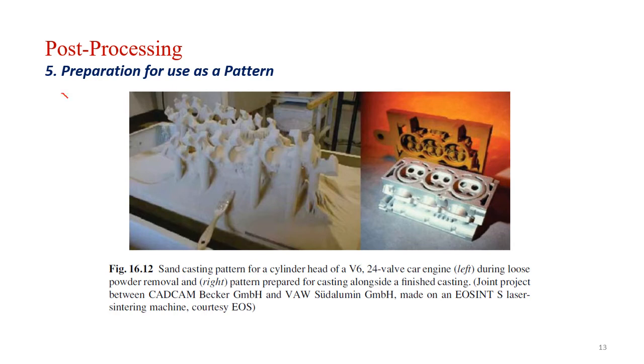Here is a typical example of the preparation of a pattern. Here we can see a sand cast pattern created by the selective laser sintering technique. Before that, what we are seeing is a V6 24-valve car engine. It has loose powder, which is removed with the help of a brush, and then we can see the pattern getting prepared, along with the casting gear.